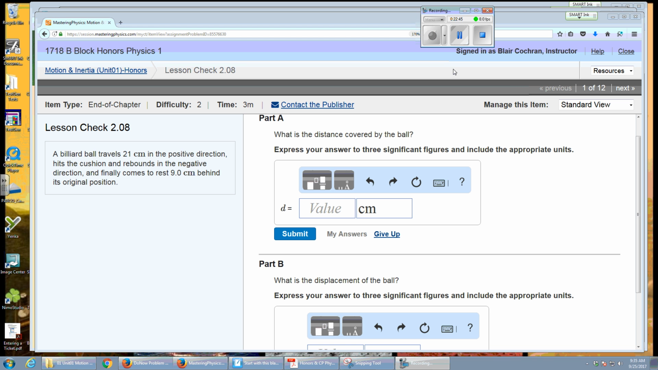All right, so we're going to go with number 1 at a good pace. It may not have popped up yet; it may pop up in a minute. I can't remember what time I set it to pop up at. So, we got a billiard ball traveling in a positive direction, rebounds in a negative direction, and comes to rest behind its original position. And the questions are about distance and displacement.